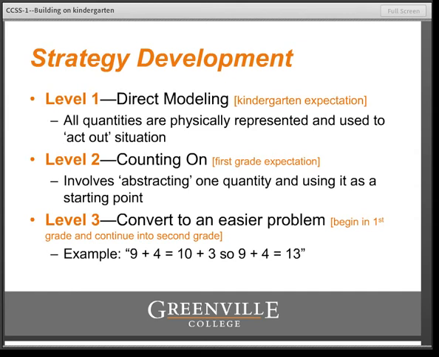However, it is just not a very efficient strategy for an expression like 8 plus 6. If you're going to be adding on more than 3 items, typically you need something more sophisticated in the way of a strategy, at least for the long haul. So we need to support our learners in developing even more sophisticated strategies by converting it to an easier problem. That's a level 3 strategy. Here in the example, I've shown a level 3 strategy for converting 9 plus 4 into an easier problem, 10 plus 3, and being able to use that to recognize that 9 plus 4 is 13.